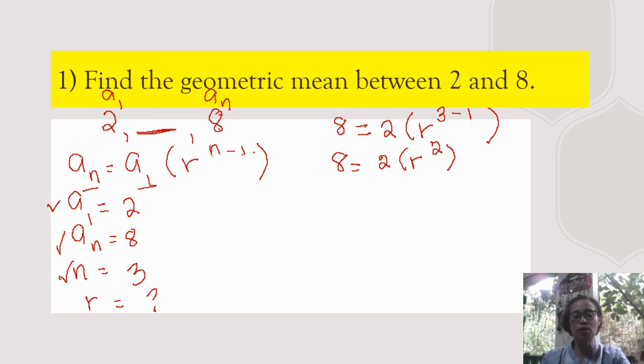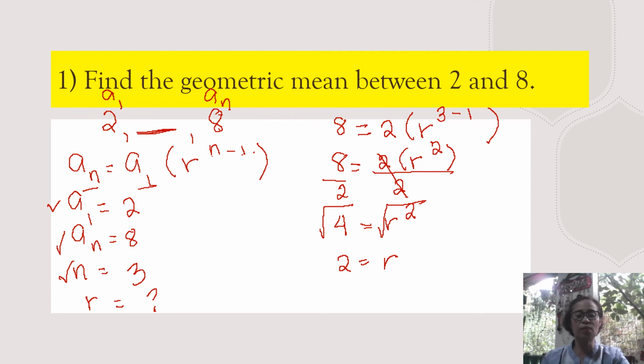Since we are solving for r, we are going to divide both sides by 2. So this is now eliminated. 8 divided by 2 is 4, which is equal to r squared. Now, remember that you get r by simply doing the reverse of r squared, which is the square root. The square root of r squared is r, and the square root of 4 is 2. So the common ratio here is a positive 2.